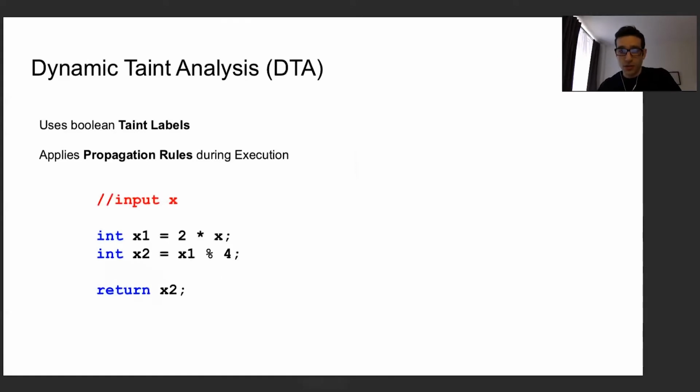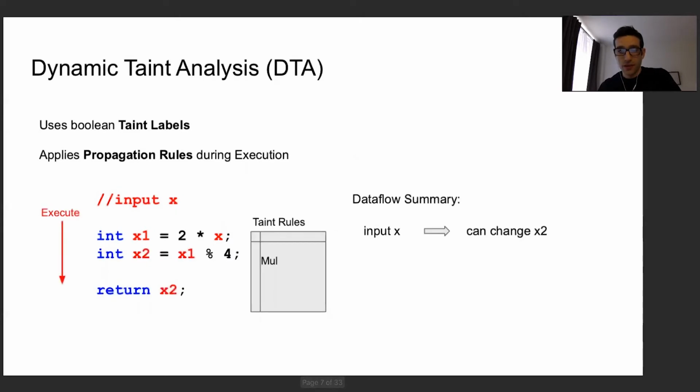So when DTA is applied to a program, we first apply a taint label to a relevant variable or memory location. When each instruction executes, the relevant taint propagation rule for that instruction is applied to determine how the taint labels propagate. After execution completes, the taint labels will indicate which program locations can be affected by changes to the taint sources. For this program, this generates a simplified data flow summary that a data flow is present from the input variable x to a return variable x2.